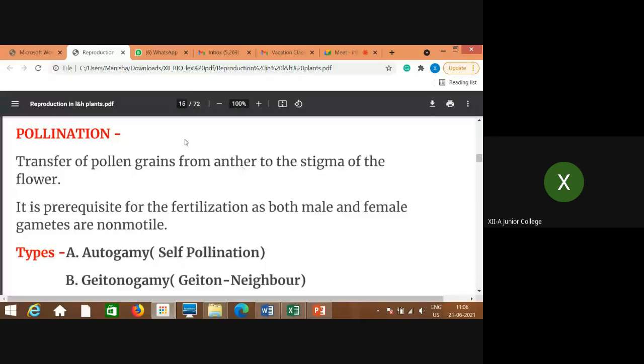Pollination is what? Transfer of pollen grains from anther to the stigma of the flower. Is my voice audible, children? Is it okay? And can you see the screen? Yes, ma'am. Okay, thank you. So pollination we will do today.